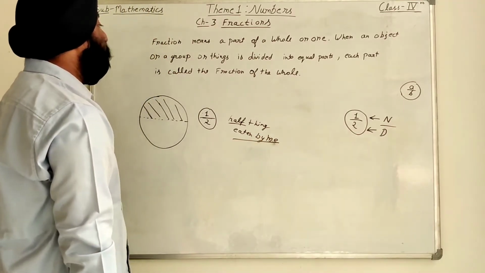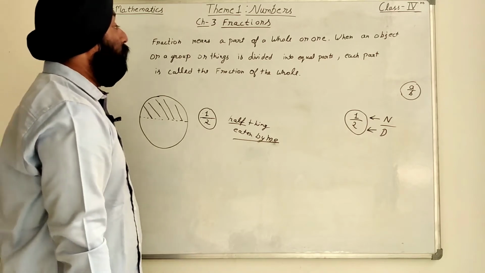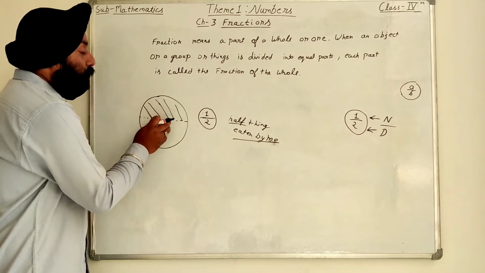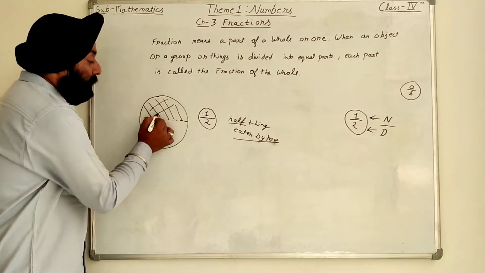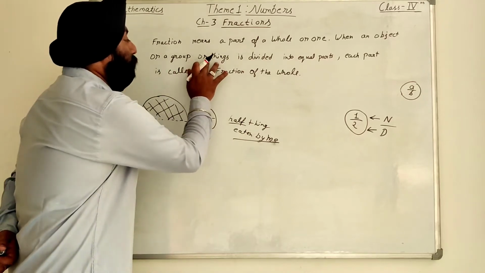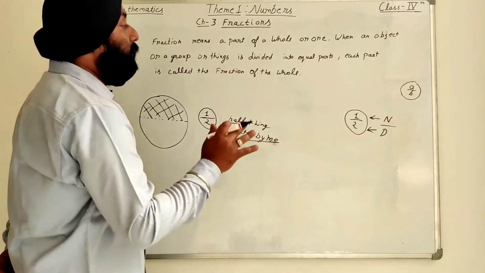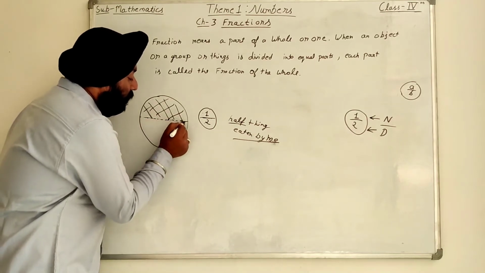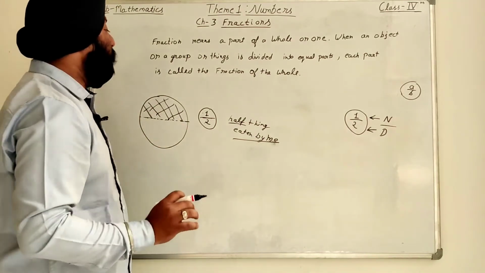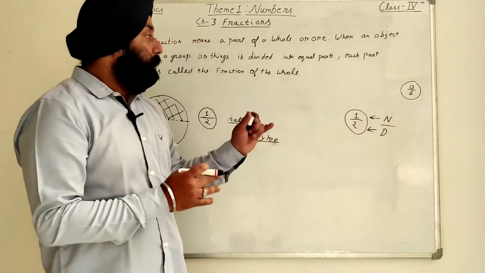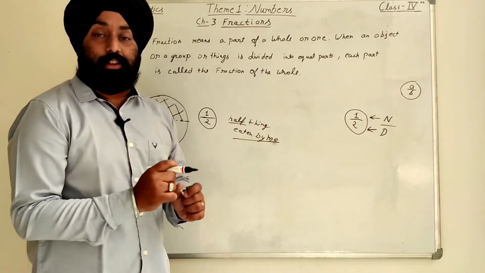So a fraction means a part of a whole or one. A part means that part of the whole when an object or a group of things is divided into equal parts. I have divided the chapati into two equal parts. This is called the fraction of the whole, and this is the whole thing about fractions.